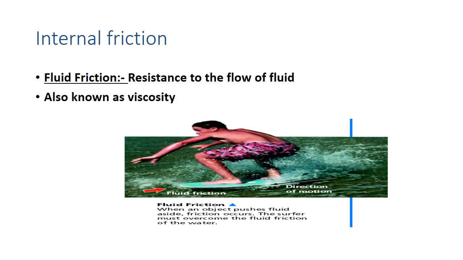Now basically, what is this fluid friction or internal friction? It is the resistance to the flow of fluid. Now what are fluids? A fluid is anything that is able to flow. Suppose that we have liquids. Liquid is a type of fluid. Gases are also fluids because they are able to flow. Solids are not fluids. So therefore, it is basically the resistance to the flow of fluid. Let's take an example. We have two beakers. In one beaker there is honey, and in the other beaker there is water.